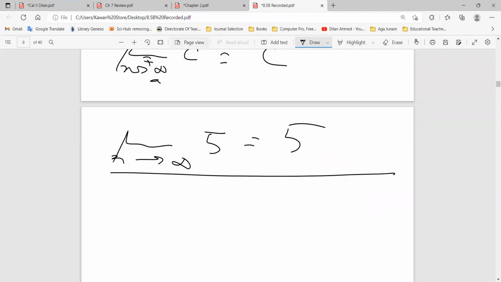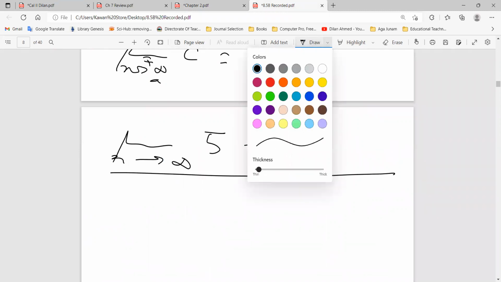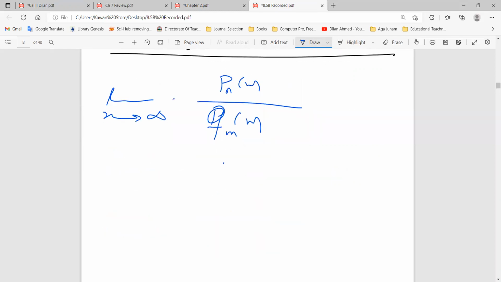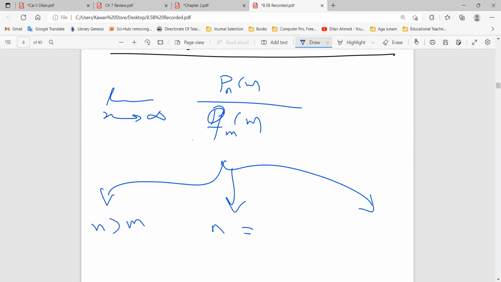For example, if you have x approaching infinity, you have polynomial over polynomial, P of x over Q of x. Let P be of degree n, Q be of degree m. So we have 3 cases: as we said, maybe n greater than m, maybe n equal to m, maybe n less than m, right?